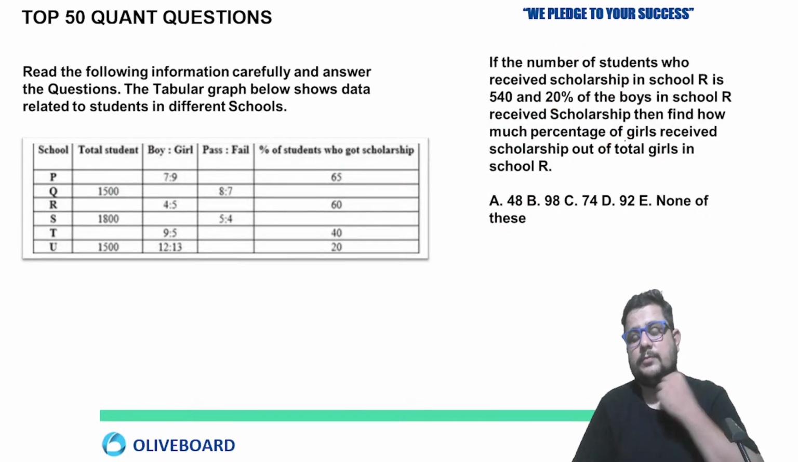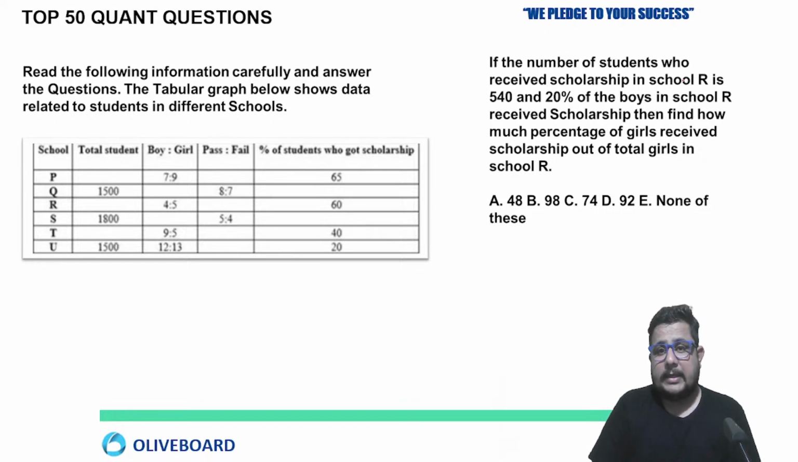The next one. Okay, this one. If the number of students who received a scholarship in school R is 540 and 20% of the boys in school R received a scholarship, then find out. So now they are talking about school R. What is given? Boy to girl ratio is given. Scholarship, how many got from the total?